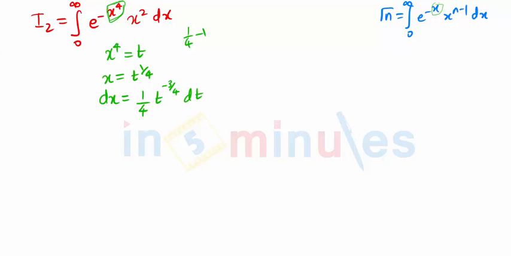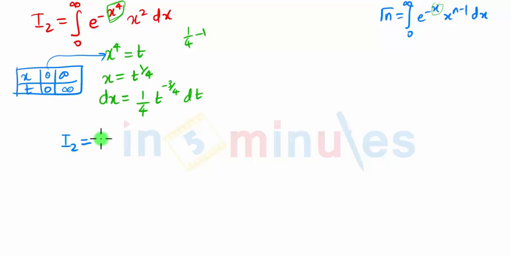Since we are substituting x equal to some other variable, the limits of integration will also change. Here we write the initial variable, which is x, and here is the new variable, which is t. X is from 0 to infinity, so when we put x equal to 0, we get t also 0. When we put x equal to infinity, we get t equal to infinity.